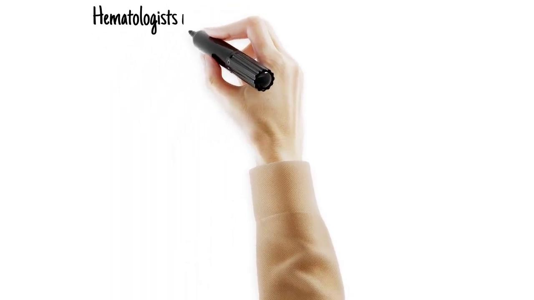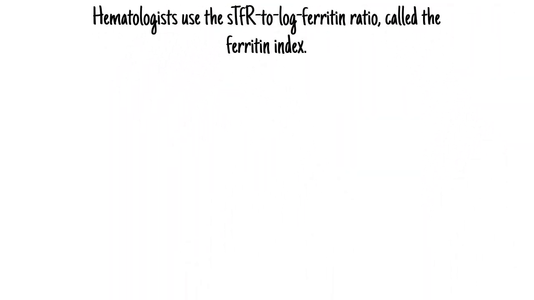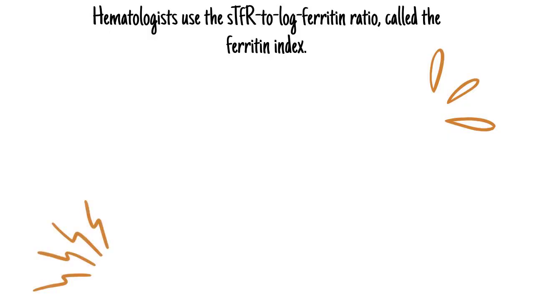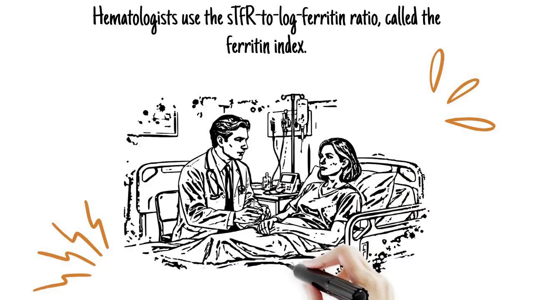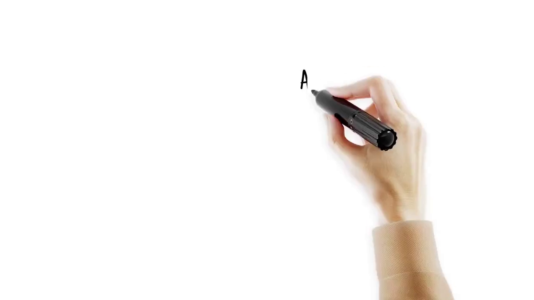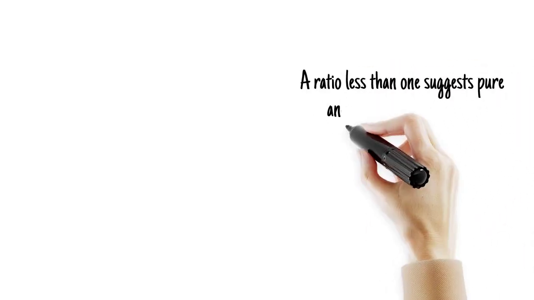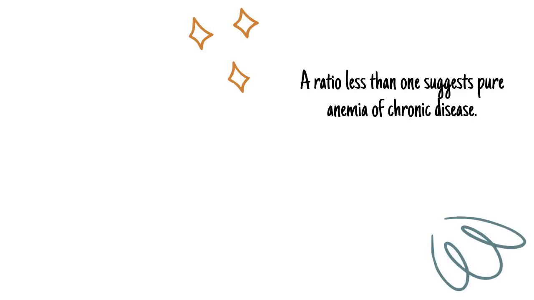To squeeze even more diagnostic power from these tests, hematologists developed the STFR to log ferritin ratio, sometimes called the ferritin index. It integrates the tissue iron demand signal from STFR with the storage iron signal from ferritin on a single scale. The most widely cited cutoffs come from work by Punnanen and colleagues published in Blood in 1997, which established the framework still used today.